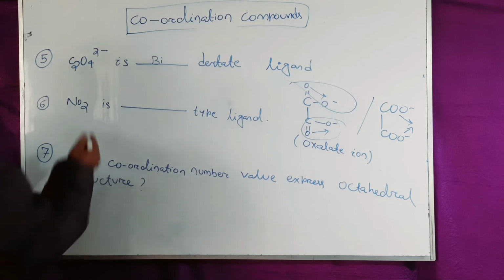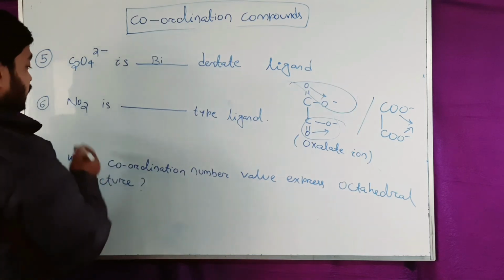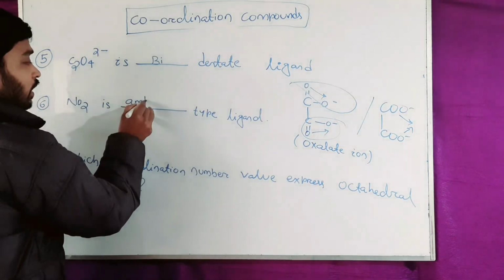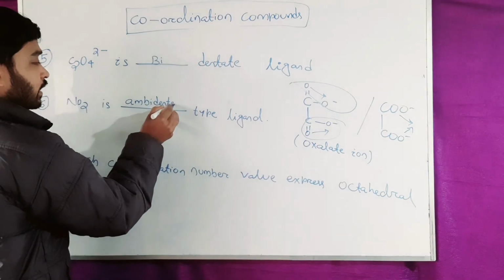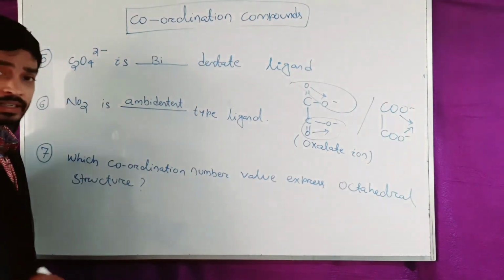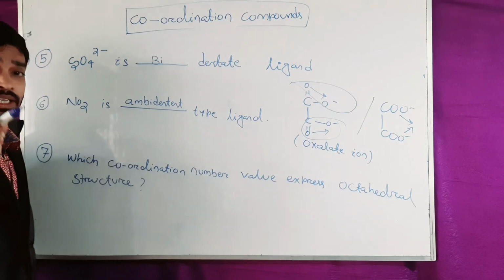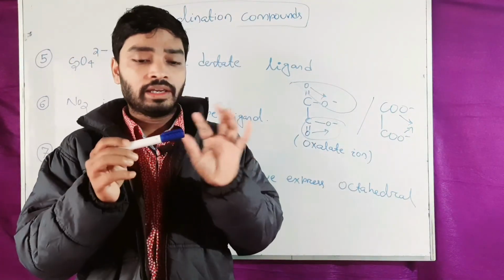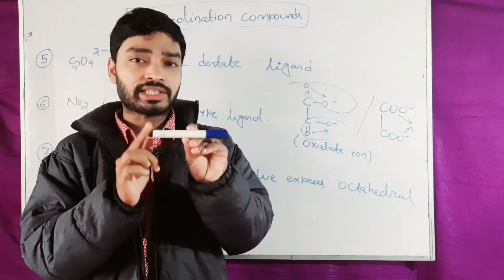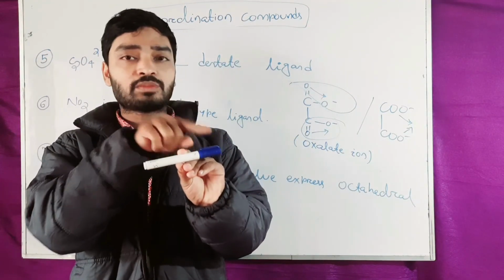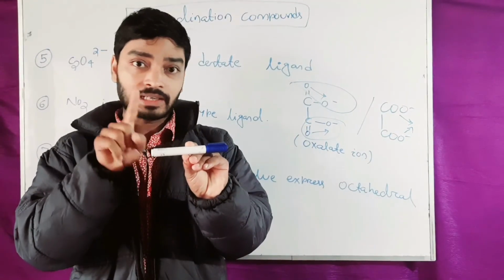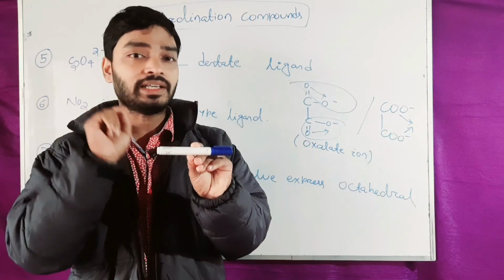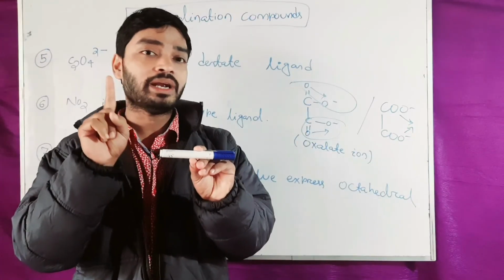So C2O4 is a bidentate ligand, which is oxalate ion. NO2 is which type of ligand? NO2 is an ambidentate ligand. Why is it an ambidentate ligand? Because an ambidentate ligand is that type of ligand which has 2 donating sites, and at a time it donates a lone pair of electrons from a single donating site, at that time the ligand is termed as an ambidentate ligand.